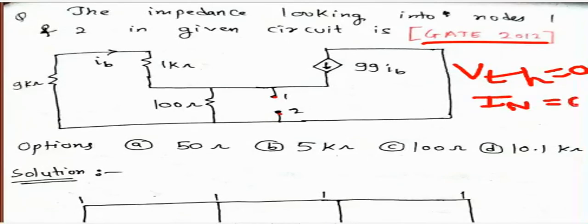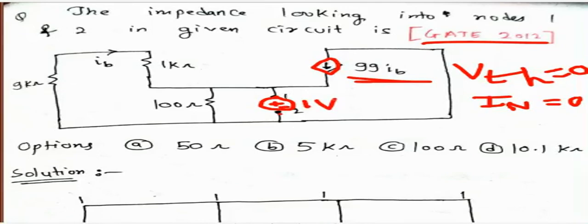Now second observation, the circuit contains resistance and a dependent source. Due to this, we have to connect a 1 volt source. We need to connect a 1 volt source between the nodes from which we have to see the resistance.